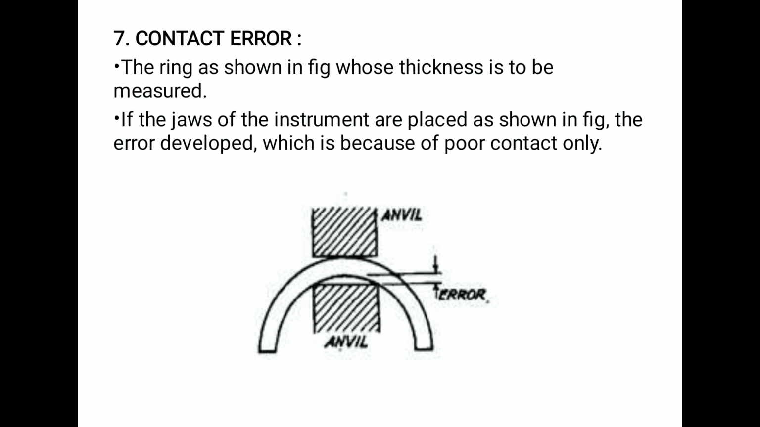Now the next one is contact error. See here, a measuring instrument has two anvils and a curved object is to be measured. The thickness of the curved object, say simply a ring, is to be measured. If the jaws of the instrument are placed as shown in the figure, then the error which is developed, see here there is a gap. The figure itself shows the gap. The error is developed and this is called contact error. It is only because of poor contact.